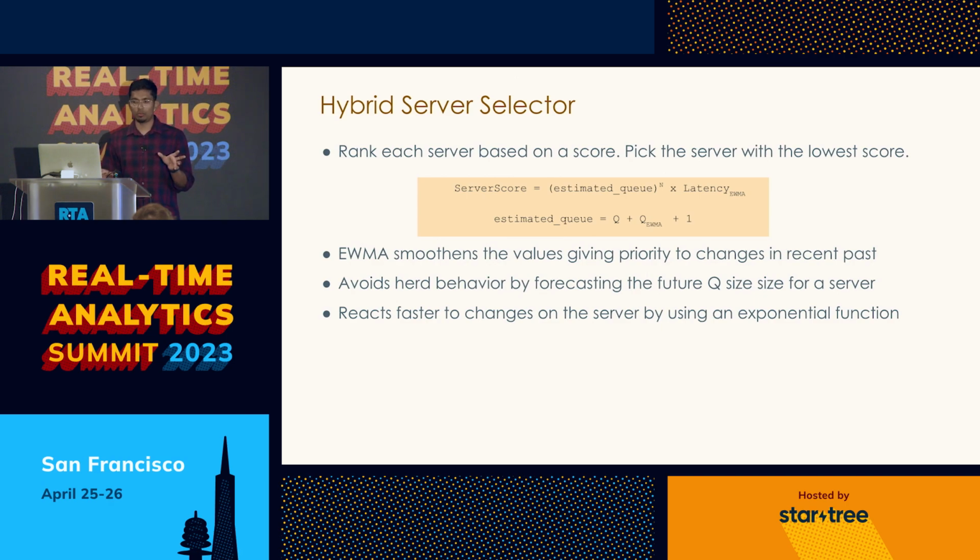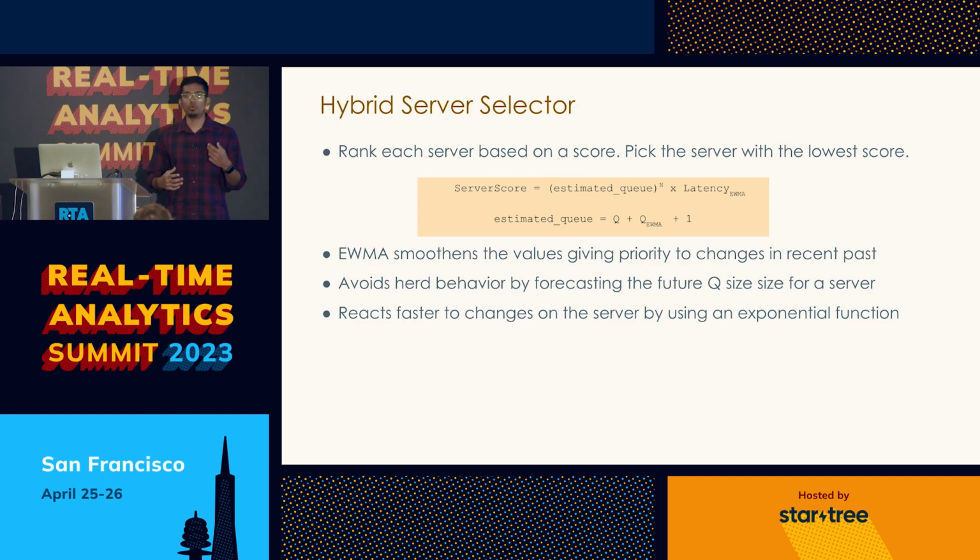So let me break this formula down a little bit for you folks. What we have here is a cross product of the estimated queue size raised to an exponential power of n and the latency. So let's talk about the latency a little bit here. What the broker is collecting is basically the latency values it sees for each and every query that comes in. And the latency we have here is an exponential weighted moving average with forward exponential decay. What I mean is, when we compute these latencies, we give a higher weightage to the latency values seen in the recent past than the latency values seen much earlier.